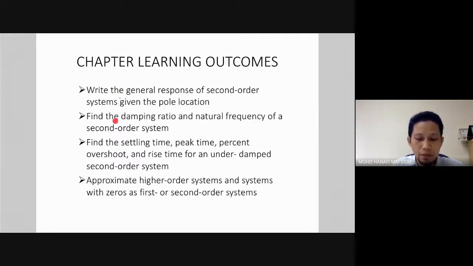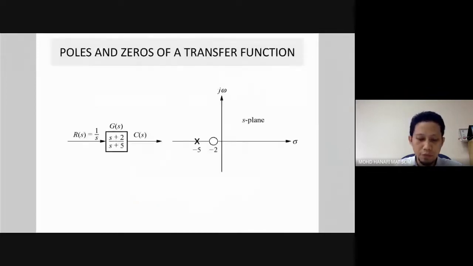And then you need to find the damping ratio and natural frequency of the second order system. We will use parameters for the second order system, such as settling time, peak time, percent overshoot, and rise time for underdamped second order systems. After we finish learning about the second order system, we will analyze higher order systems and systems with zeros using approximation to the second order system.